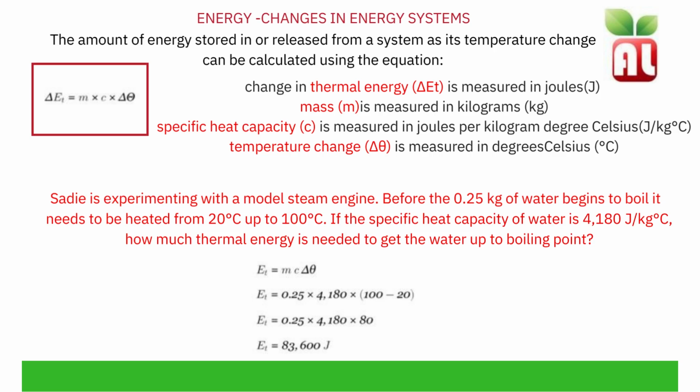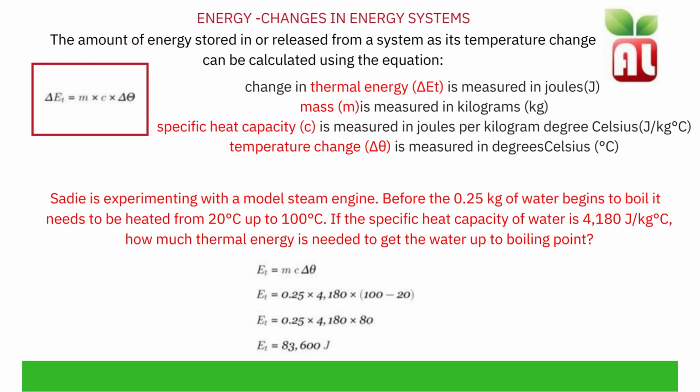Changes in energy systems. The amount of energy stored in or released from a system as its temperature changes can be calculated using the equation: change in energy equals mass times specific heat capacity times temperature change. The change in thermal energy is measured in joules, mass is measured in kilograms, and specific heat capacity is measured in either joules per kilogram degrees Celsius or kilojoules per kilogram degrees Celsius. Be careful to check your units in exam questions.